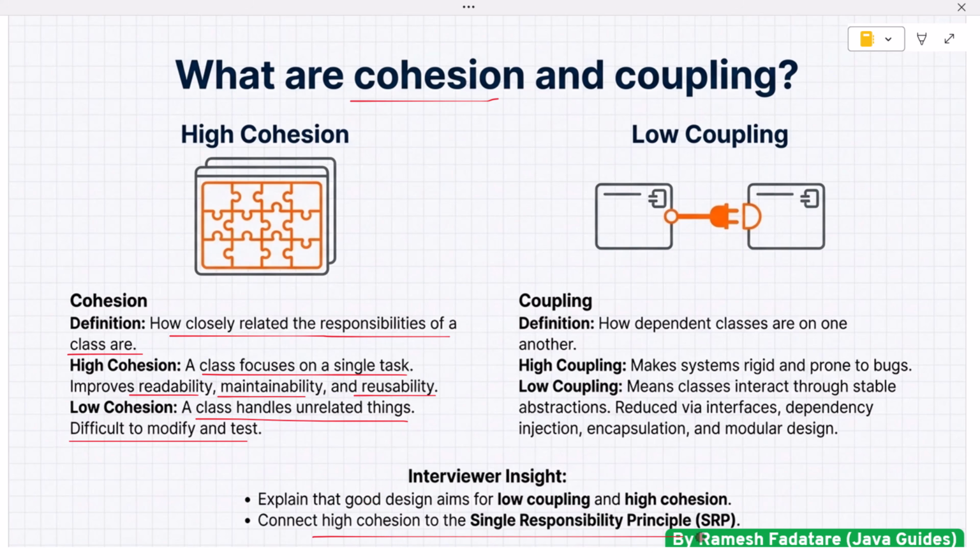Next, what is coupling and how can it be reduced? Coupling refers to how dependent classes are on one another. High coupling makes systems rigid and prone to bugs when changes occur. Low coupling means classes interact through stable abstractions. Coupling is reduced through interfaces, dependency injection, encapsulation, and modular design. Interviewers expect you to explain that good design aims for low coupling and high cohesion.